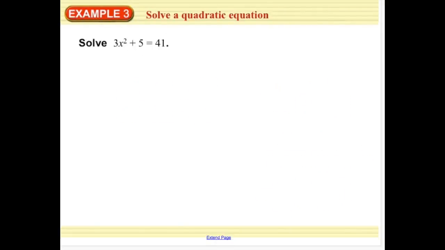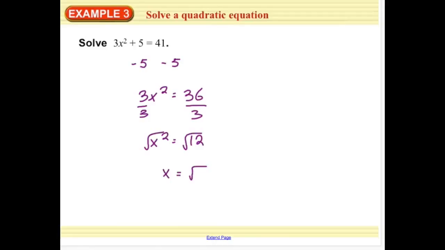Example 3 says solve 3x squared plus 5 equals 41. I'm going to subtract 5 from both sides to start to isolate my x. So I get 3x squared equals 36. Divide both sides by 3. So I get x squared equals 36. I'm sorry, x squared equals 12. Take the square root of both sides, so x equals the square root of 12, or x equals 2 square root of 3. And we got that answer because 4 times 3 equals 12. Pull out the perfect square, which is 4, so that gets the square root of 2, and what we're left with is the radical of 3.